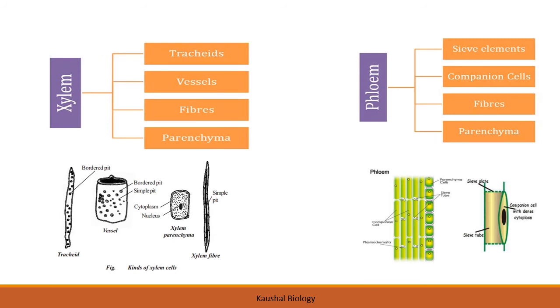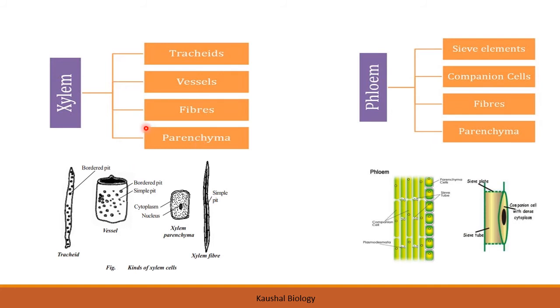Okay, now a very important topic, that is the component of xylem and component of phloem. We all know the xylem and phloem are complex tissues. What is complex tissue? Complex tissue means more than one type of cells is present. Understood? So xylem has 4 components, that is tracheids, vessels, fiber and parenchyma.